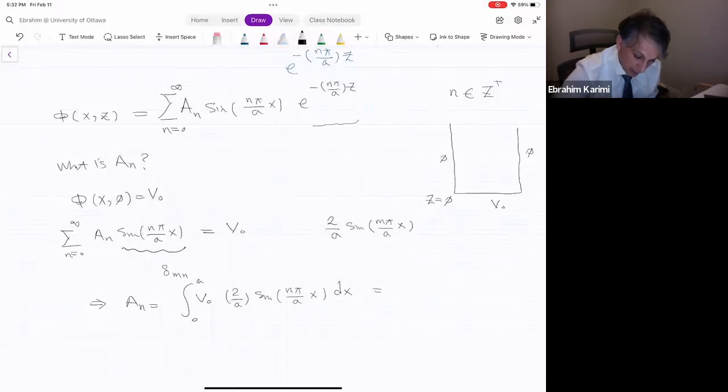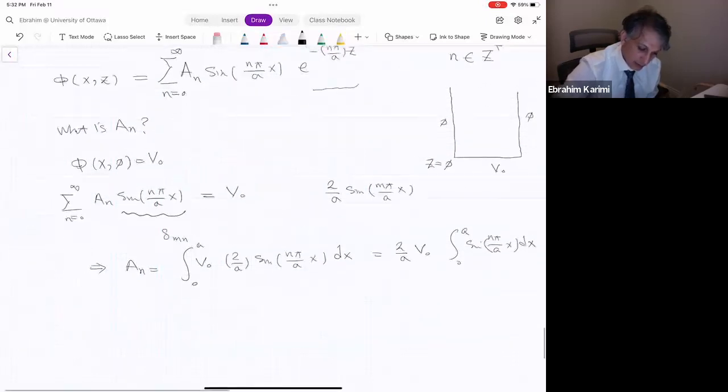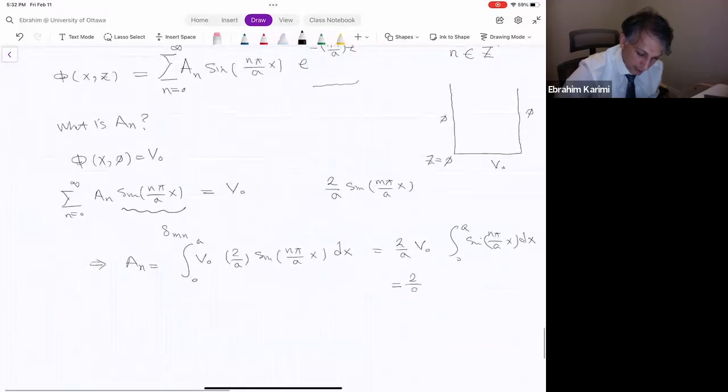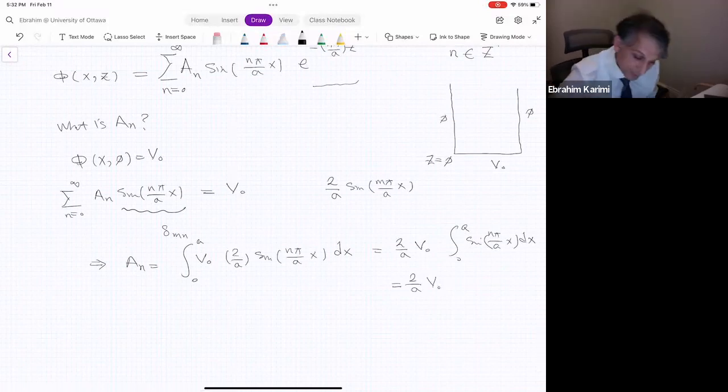So then you will get 2 divided by a of v0, and then the integral from 0 to a of sine of n pi over a of x dx. Then you will get 2 divided by a v0. The integral of sine is cosine, right? With the negative sign, so you will get minus cosine of n pi over a x divided by n pi over a, from 0 to a.